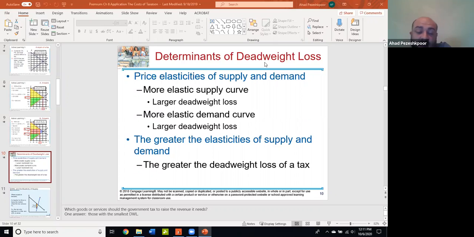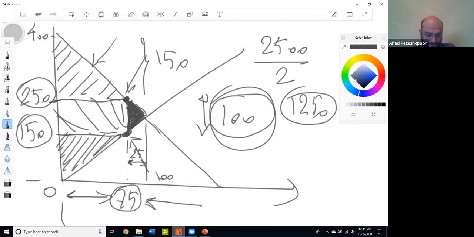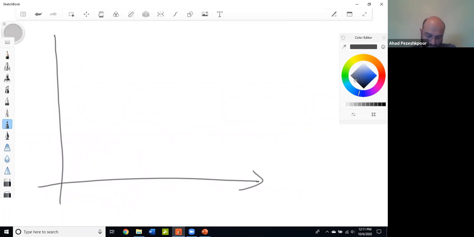Price elasticities of supply and demand: a more elastic supply curve would lead to a larger deadweight loss. When their supply or their demand is more elastic, deadweight loss would be bigger. If you look at here, for example, now just a question. What kind of curve has higher elasticity? The flat curve or the vertical curve? Which one has higher elasticity? This curve or this curve? Just to see if you remember.